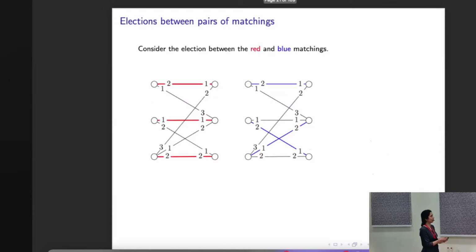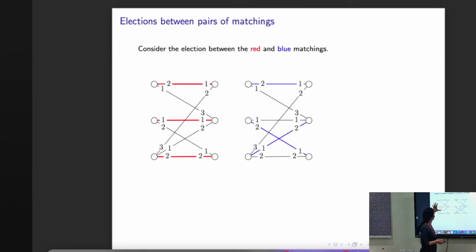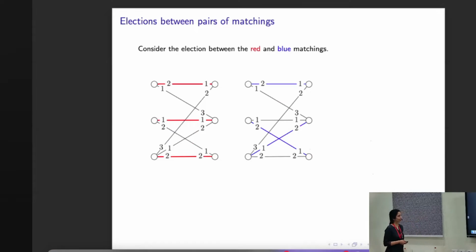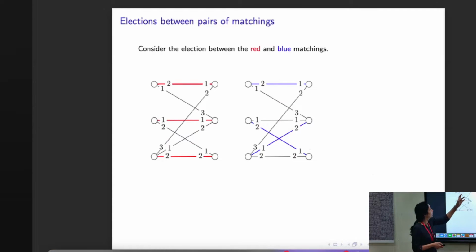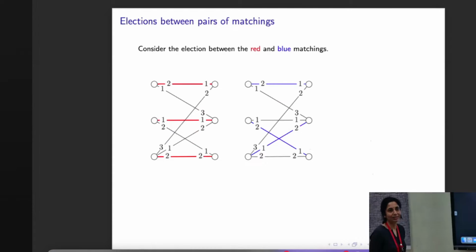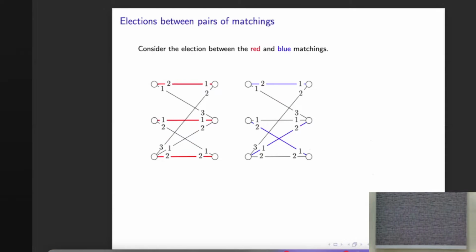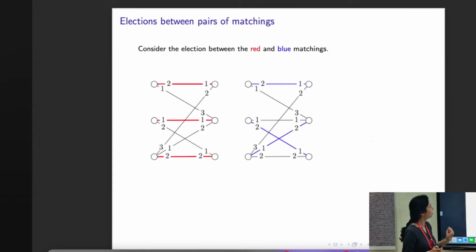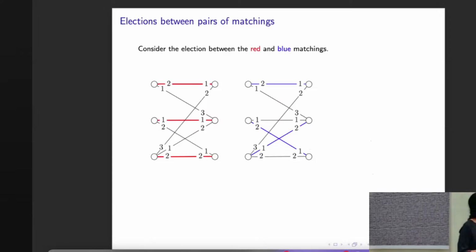So let's see an example. We have 6 vertices here, and let's hold a head-to-head election between the red matching and the blue matching. So who votes for whom? Let's look at the top 2 vertices. Whom does this vertex vote for? Does it like the red matching better or the blue matching better? Yeah, exactly. So it abstains from voting. It says both the matchings are the same. Similarly, this vertex. What about this vertex? Exactly. Similarly, so does this vertex.